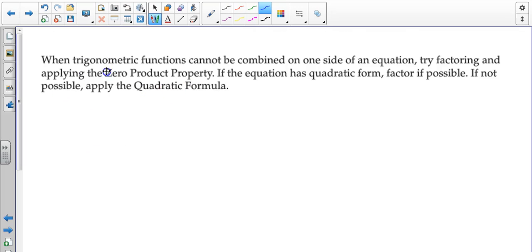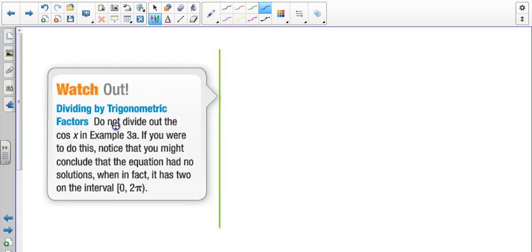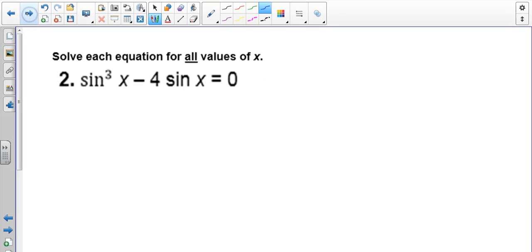But all right. When trig functions cannot be combined on one side, try factoring. Okay, that's what we just did. I don't know why this slide is here. We're going to talk about this in a second, but when you see this, some of you would be tempted to divide both sides by cosine. Okay? You can't do that because you will lose one of the possible solutions. You have to move it over to the other side and factor the cosine out. All right? We'll talk more about that as we go.